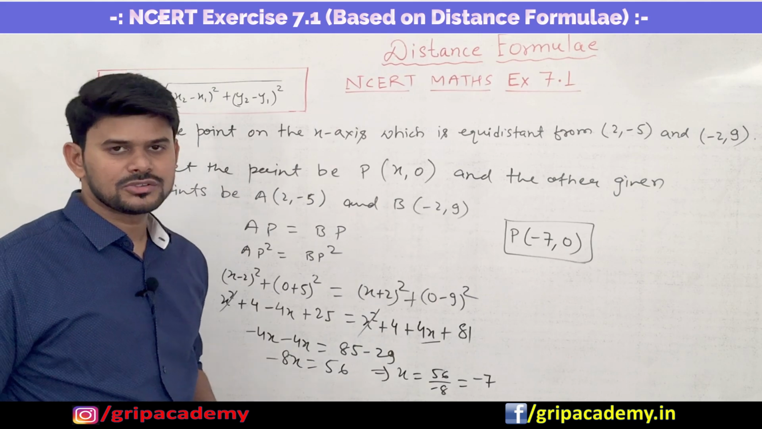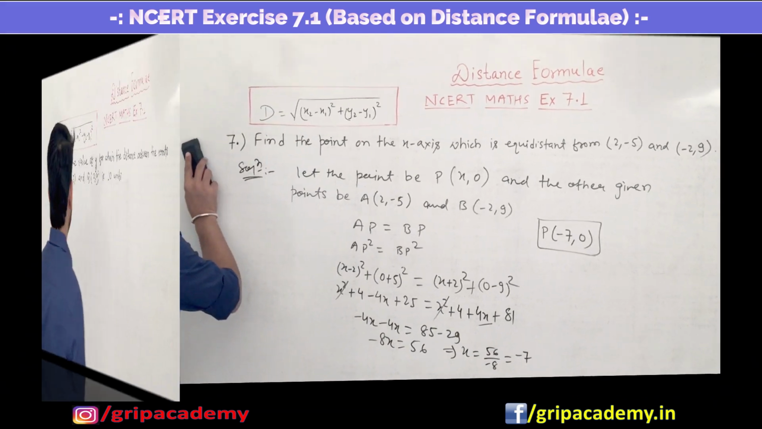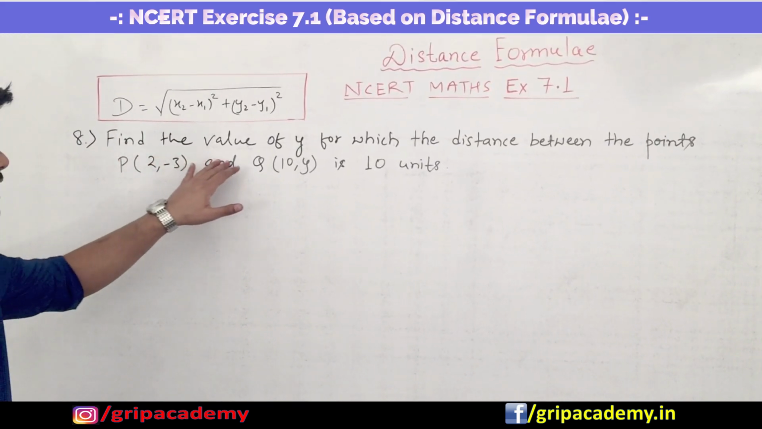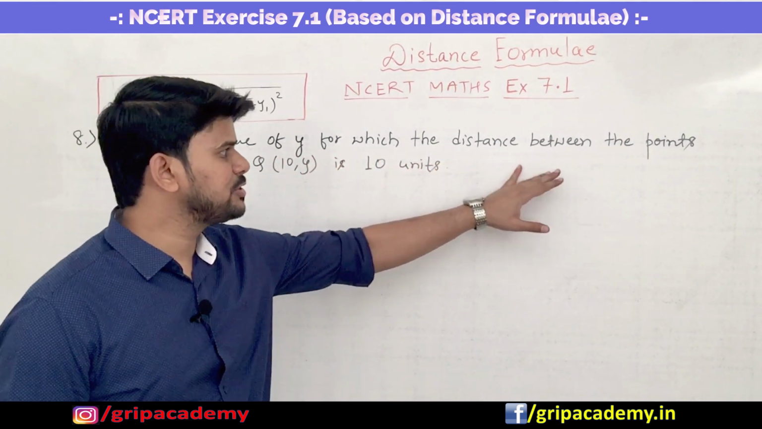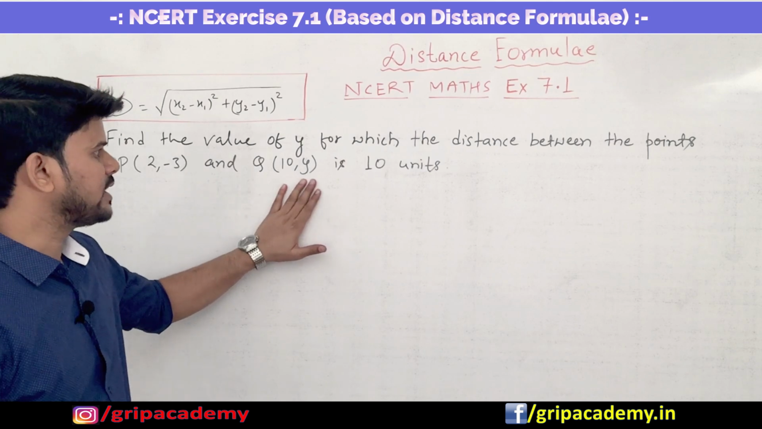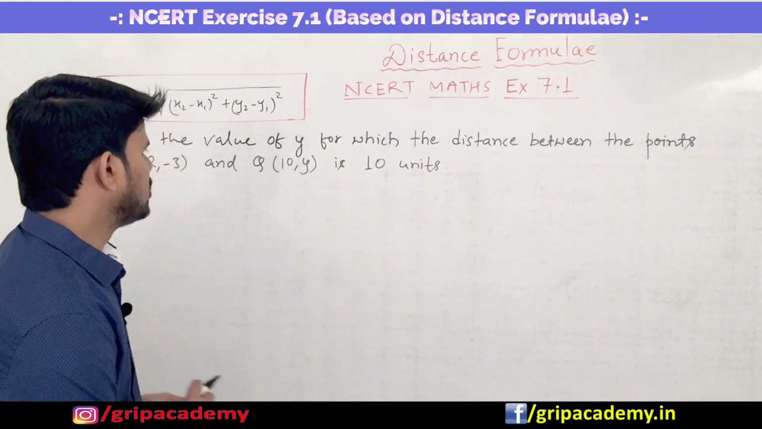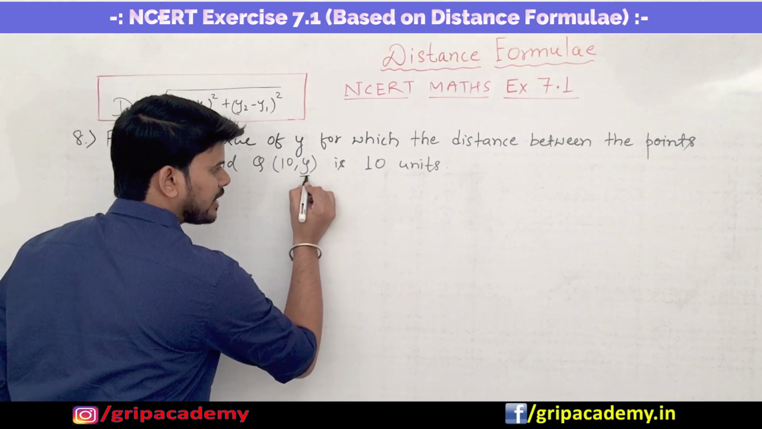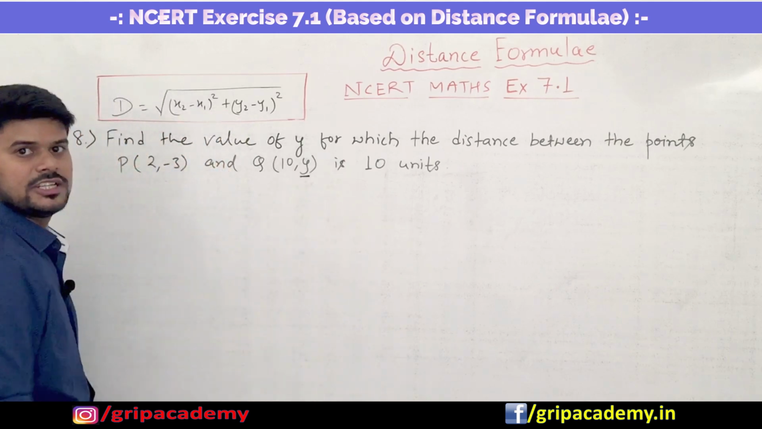Let's move to question number 8. Question number 8 is: find the value of y for which the distance between the points P (2, -3) and Q (10, y) is 10 units. Here we do not know this y coordinate, this coordinate only we have to find.